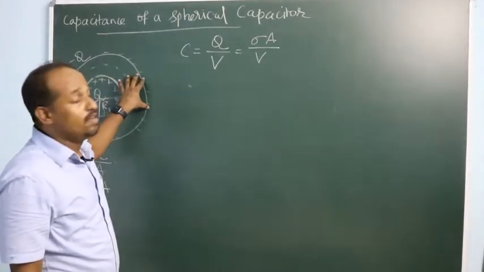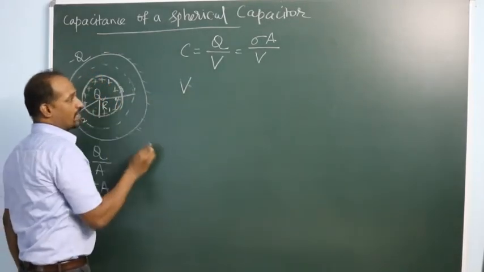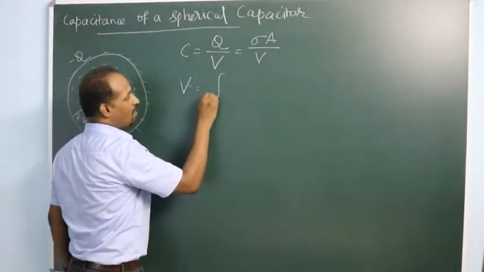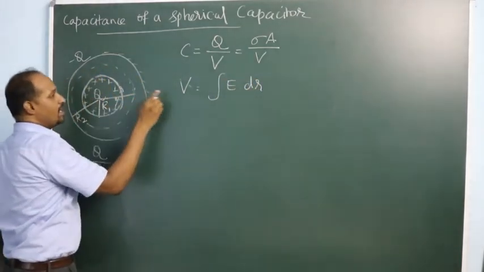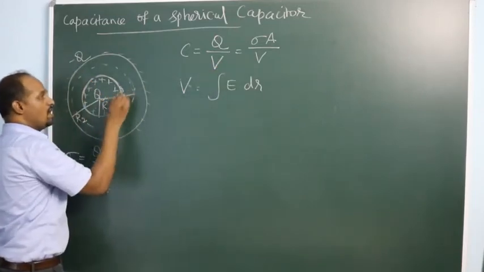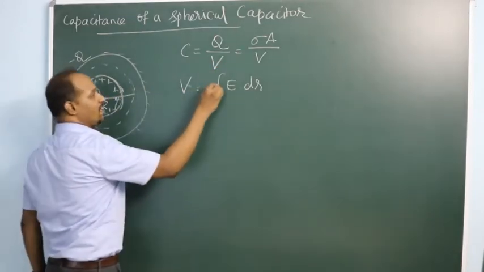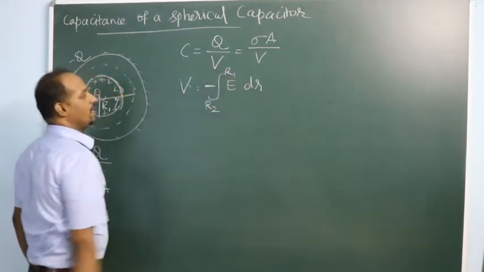Now the potential difference between the inner conductor and the outer conductor. The potential difference V between the inner and the outer conductor will be equal to integral E dot dr. If you move from here to here, it is plus E dot dr from R1 to R2. If you move from here to here, you are working against the electric field, so it is minus integral from R2 to R1, E dot dr.